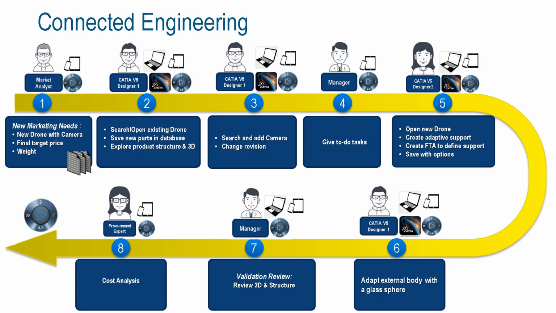In step 5, a second CATIA V5 designer opens up the new project and creates the part to connect the camera to the original drone model and saves it inside the platform. In step 6, we go back to the first CATIA V5 designer. He modifies the body of the drone and adds a protective glass sphere to the design. In step 7, the manager reviews and validates the design work. And finally, in step 8, another type of user in procurement needs to access the 3D design to create a cost analysis. So with that background, let's go through the process and show you how it works.